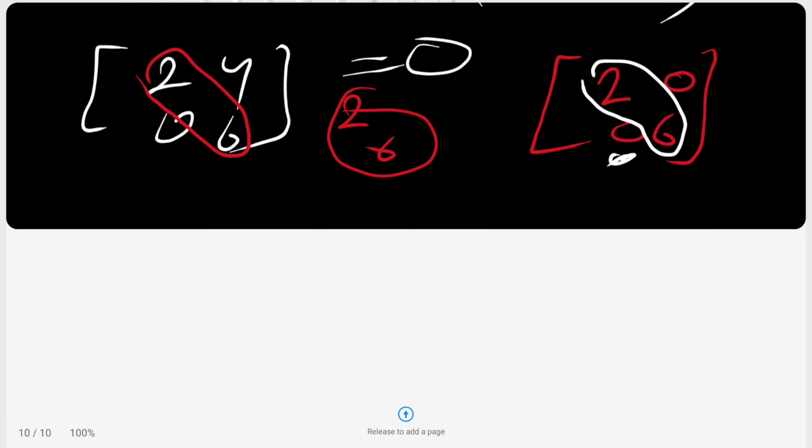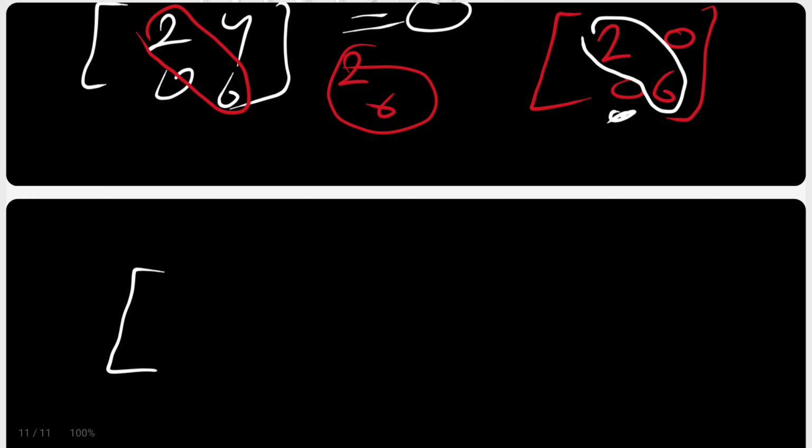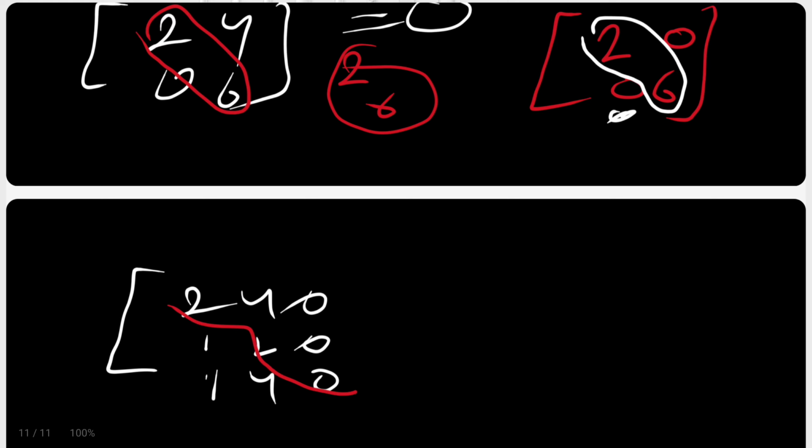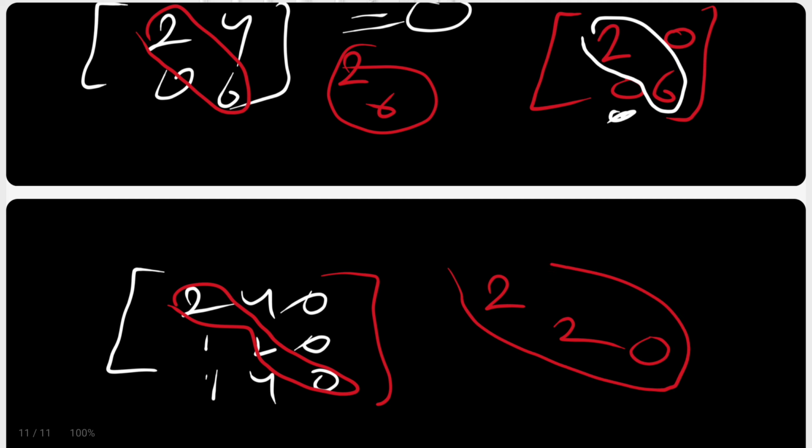Principal diagonal, don't be confused, it is not the numbers in between. Like 2 4 0, 1 2 0, 1 4 0. In this one, what is the diagonal? This is the principal diagonal. But whatever the other elements are, like 4 and 0, they have to be 0. If the others are 0, then it is a diagonal matrix.